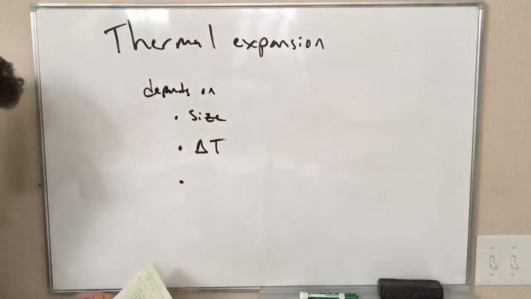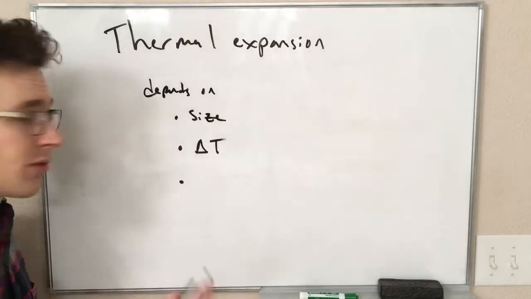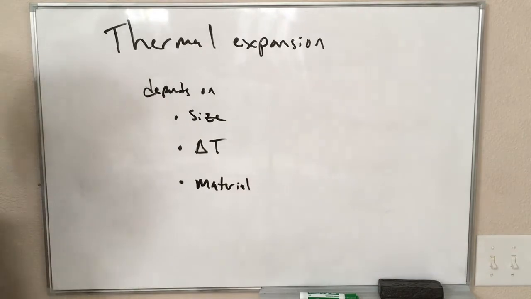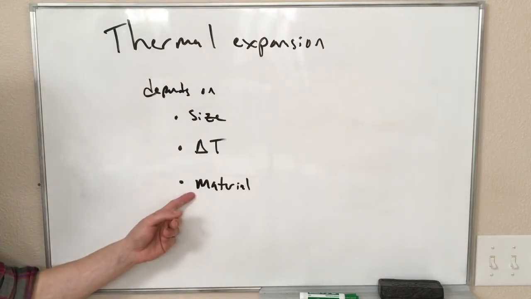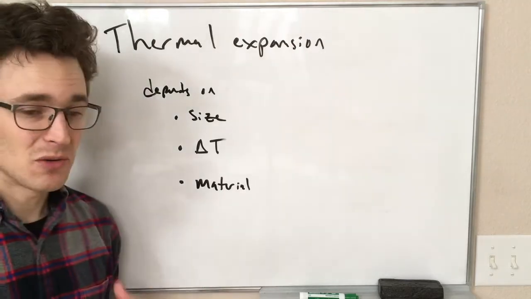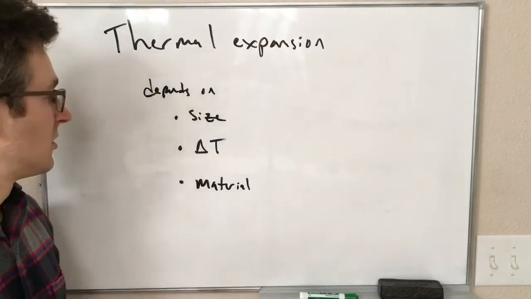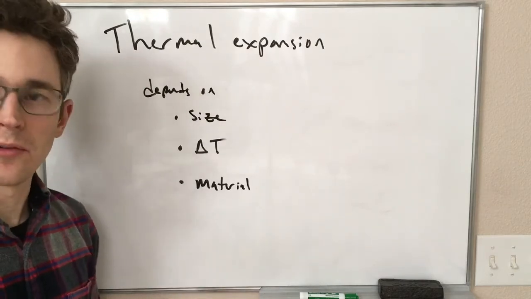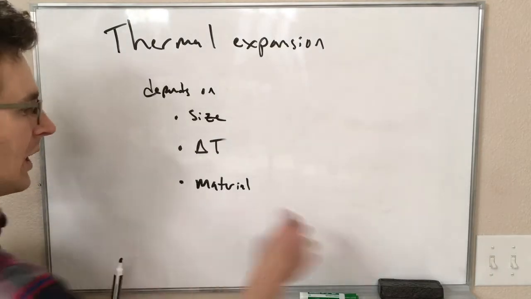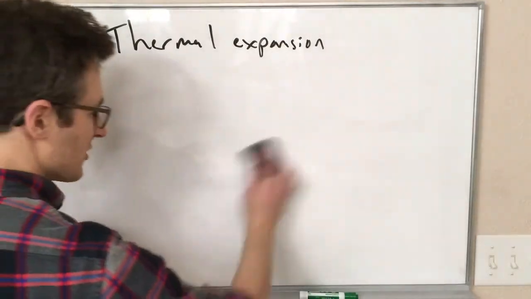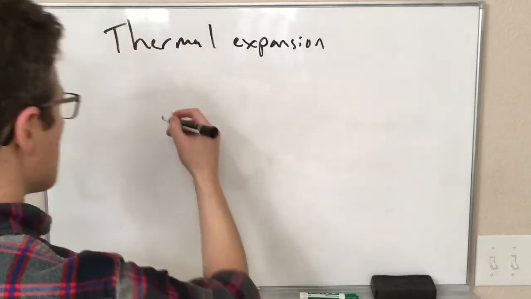It also depends on what the thing is made of. So we'll say the material. So different materials are going to expand different amounts because of what they're made of, because of some properties of these bonds between the atoms, the details of which we're not going to worry about. But we can write down an equation for this thermal expansion. So the equation is this.